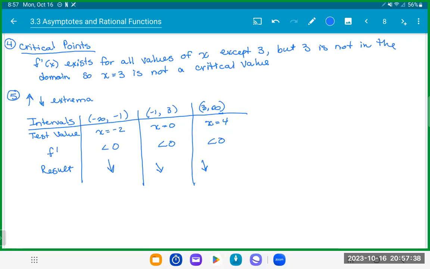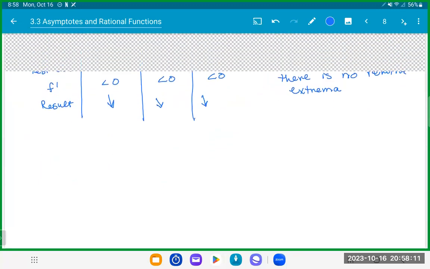Since there's no critical value, there is no relative extrema. And you can see that because they're all three decreasing. Okay, questions?